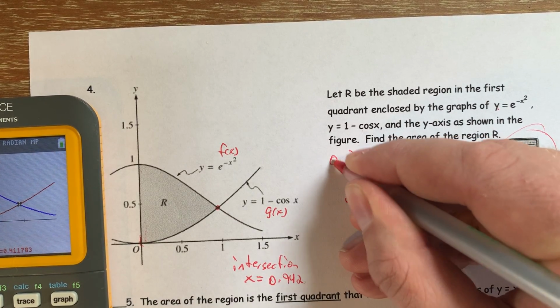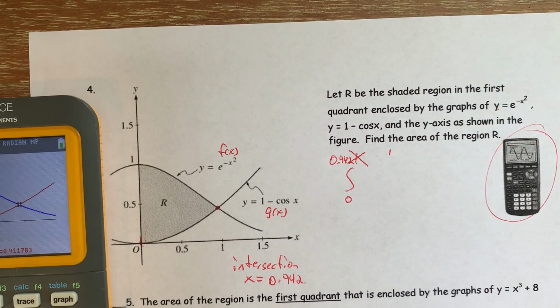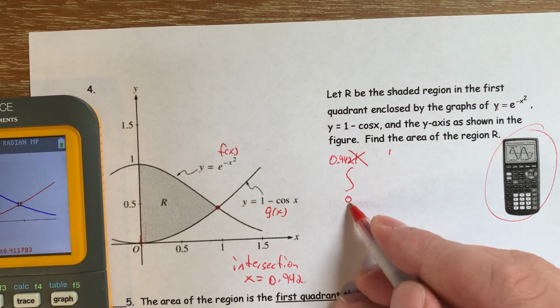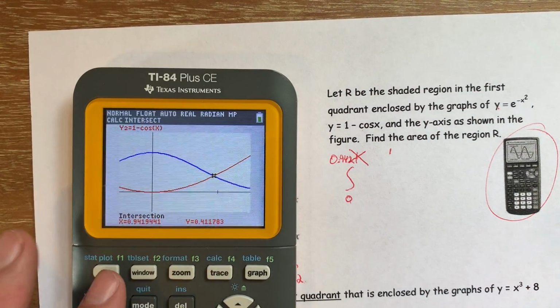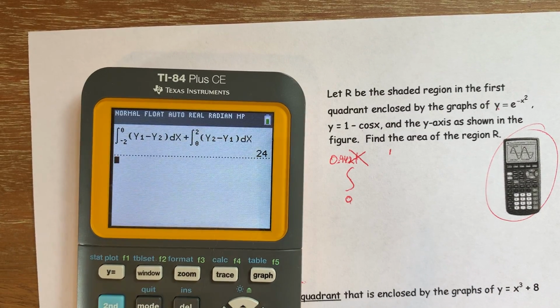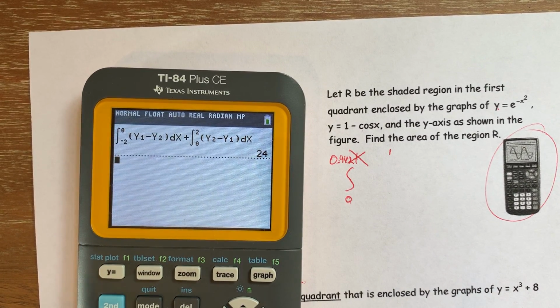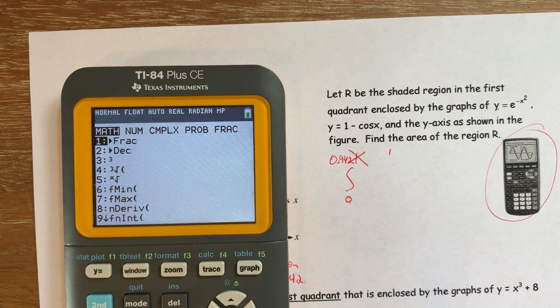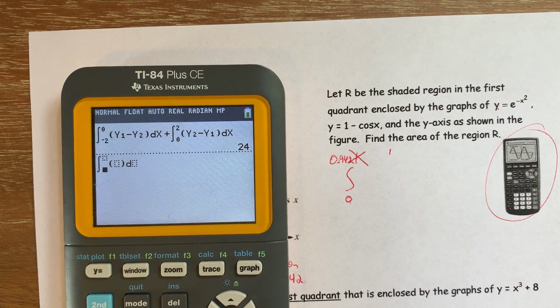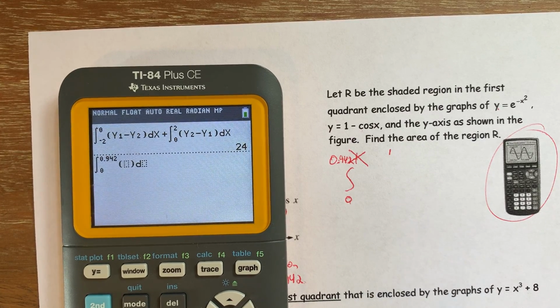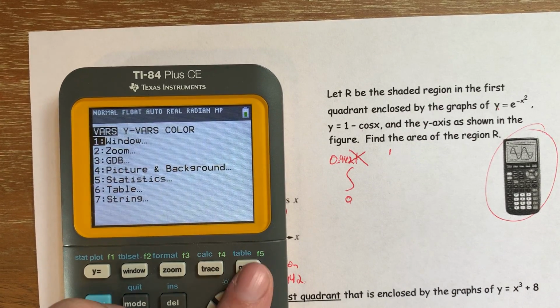So 0.942. All right, so we're doing the integral not from 0 to 1, but from 0 to 0.942 of, let's do it. Let's press math 9, the integral from 0 to 0.942 of variables. Oops.